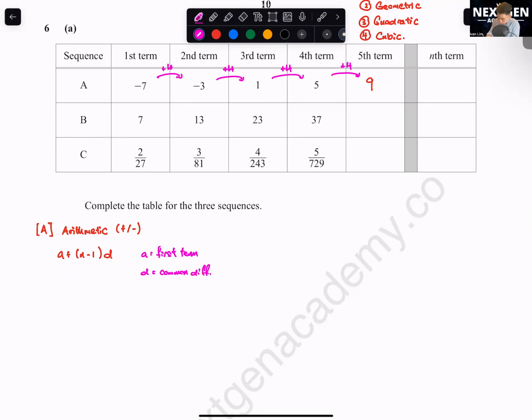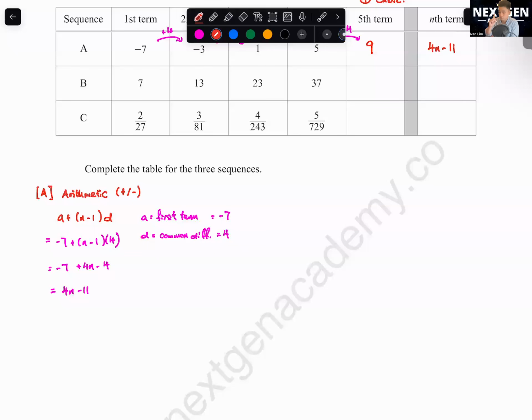a in this case is -7. d in this case is 4. So we just substitute into the formula: -7 plus n minus 1 times 4. You'll get -7 plus 4n minus 4. Then you'll get 4n minus 11. Okay? This is 4n minus 11. That's the first one.